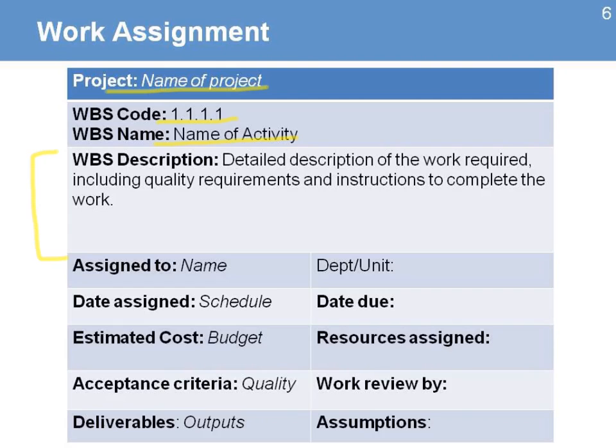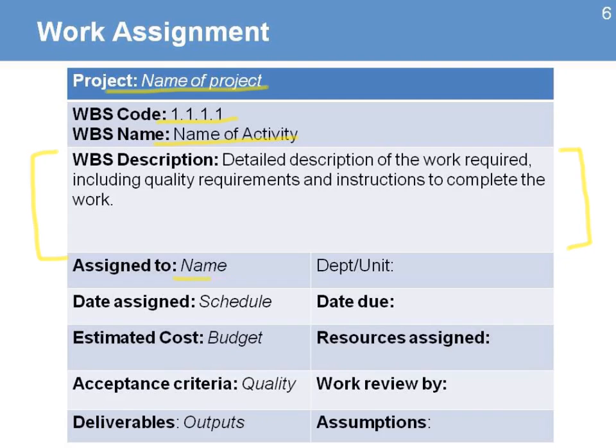Then you have a section where you have a detailed description of all the work required, include quality requirements and instructions to complete the work. This is the section where you are explaining what is the work that needs to be done. It doesn't need to be large or too complex, just enough for people to understand what is needed from them.